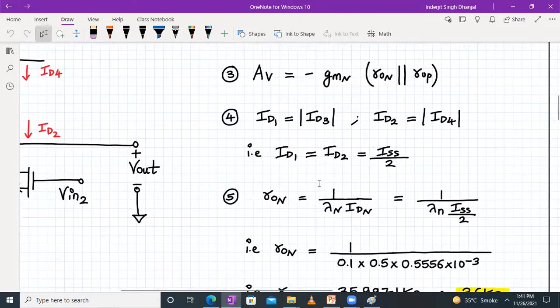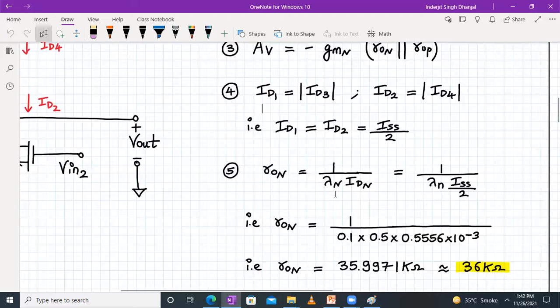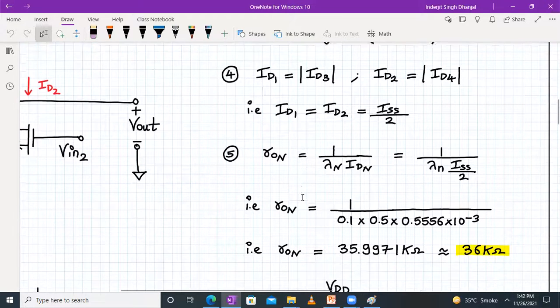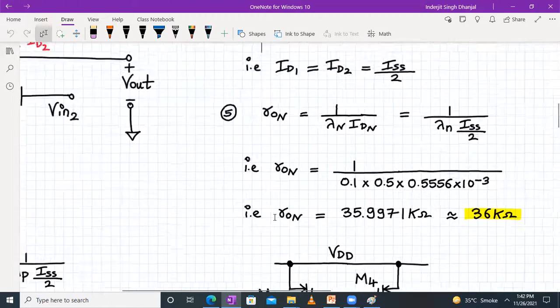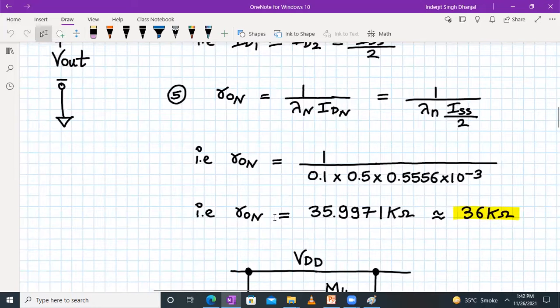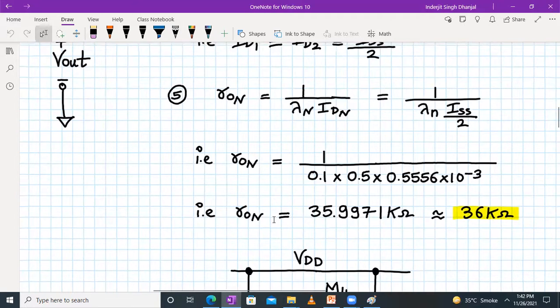So RON will be given by 1 upon lambda n into IDN, and IDN can be ID1 or ID2, right? So both are equal to ISS by 2. So 1 divided by lambda n value is 0.1, half is 0.5, and ISS value is 0.5556 milliamperes, correct? So RON, if you work out in your calculator, will be equal to 35.9971 kilo ohms, which we can approximate to 36 kilo ohm.